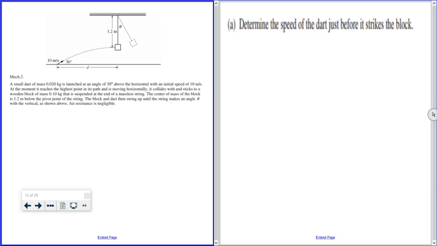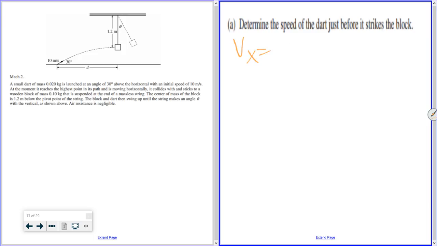All right? So part A says determine the speed of the dart just before it strikes the block. So if you read through the text of the problem, it tells you that at the instant the dart hits the block, it's at the peak of its path. Why is that important? All of the motion is horizontal, right? So question A is really just asking you, what's the horizontal velocity of the dart, right? And what should be true about the horizontal velocity of any projectile, you guys? Constant. Okay?